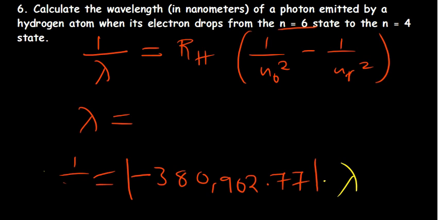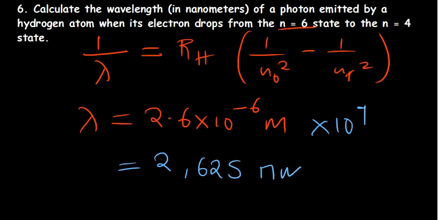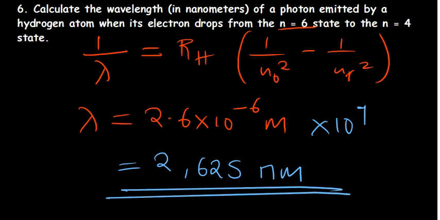So in scientific notation, the value is positive 2.6 times 10 to the power negative 6. This is in meters. So if we are to find the answer in nanometers, as the question is requiring us to, we have to multiply by 10 to the power 9. Then in the normal form, we approximate the value to be 2625 nanometers. That is the wavelength in that transition.